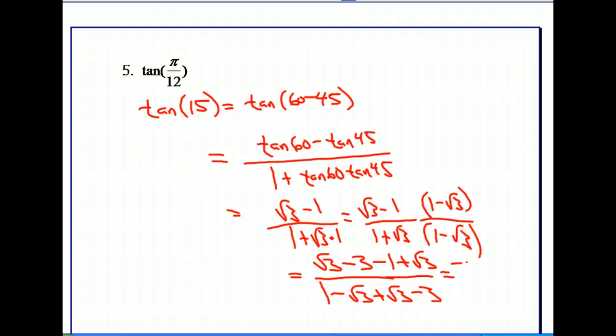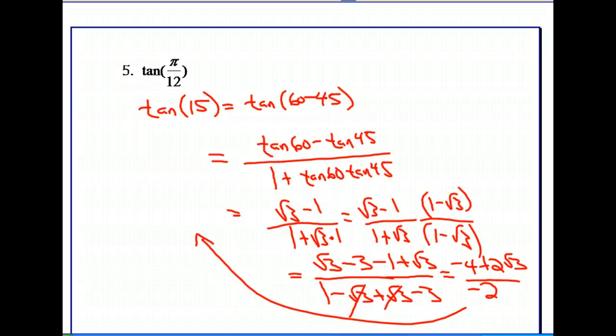Combine our like terms. We can see a negative 4 on the top and a negative 2 on the bottom, and goodbye to the root 3's. Divide that through, and it looks like we get 2 minus square root of 3. And again, 15 degrees is in the first quadrant. 2 is bigger than square root of 3, so it makes sense that we get a positive answer for that.